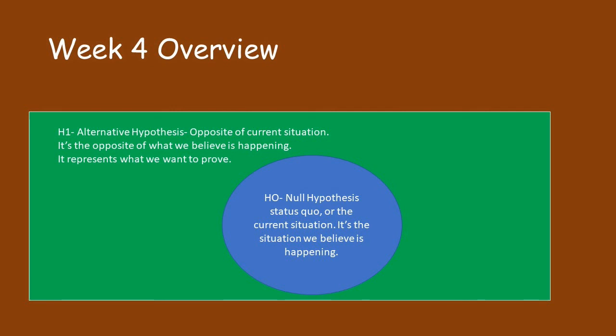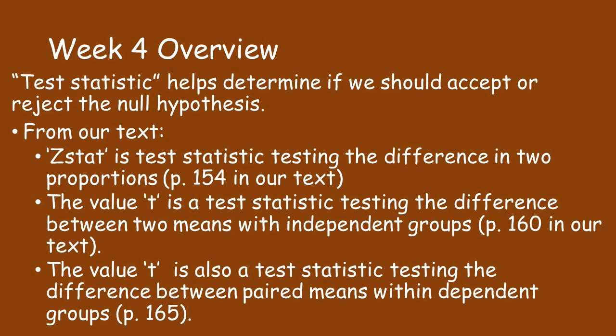Let's talk about the statistical evidence that we use. In hypothesis testing, we have a test statistic. That's a phrase you're going to hear a lot. If you haven't read it already, you're going to hear a lot of it. So we have a test statistic that helps us determine if we should accept or reject the null hypothesis. The test statistic is a number. It's derived from an equation.